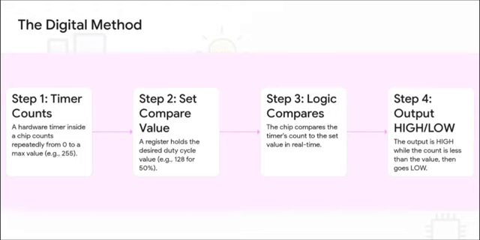Next, you, the programmer, decide on a duty cycle. Say you want 50%. You'd write the number 128 into a special little bit of memory called the compare register. This is our digital reference level. Now the chip's hardware takes over.